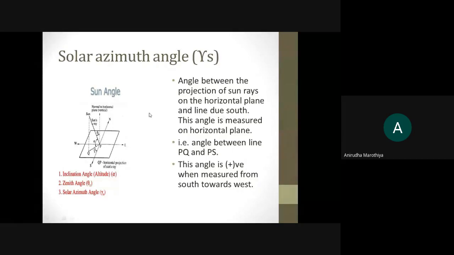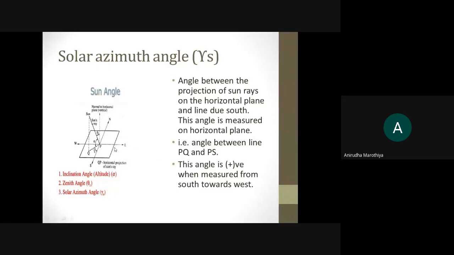Angle between the projection of sun rays on the horizontal plane. Here instead of writing horizontal plane, you can write earth equatorial plane. Both are nothing but same. So the angle between the projection of sun rays on the horizontal plane and the line due south, that angle is called as solar azimuth angle. And this angle is always measured on the horizontal plane.